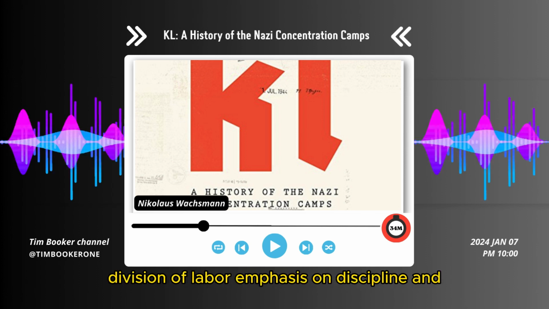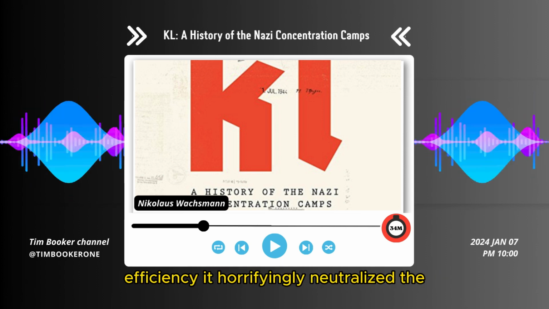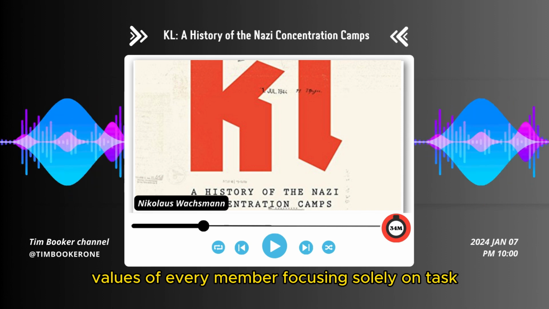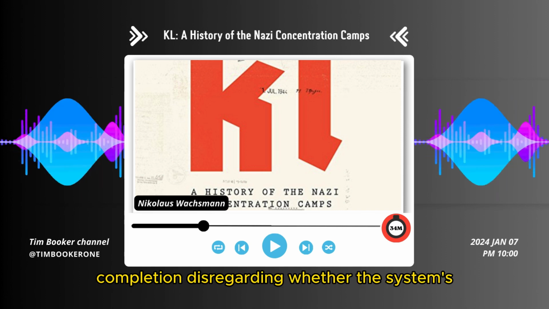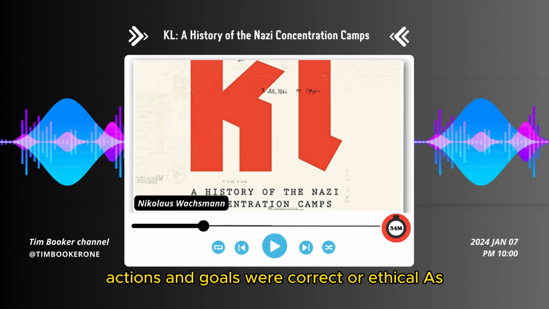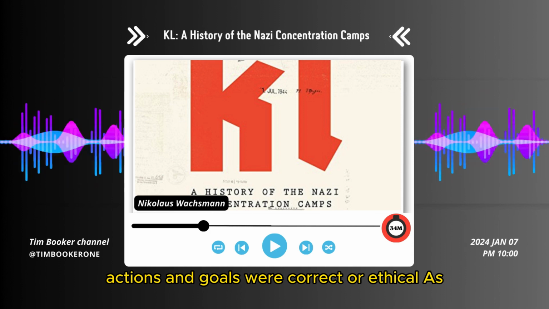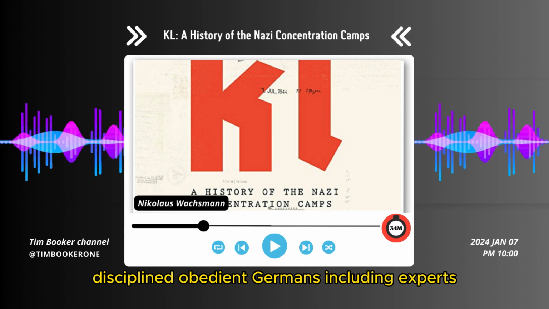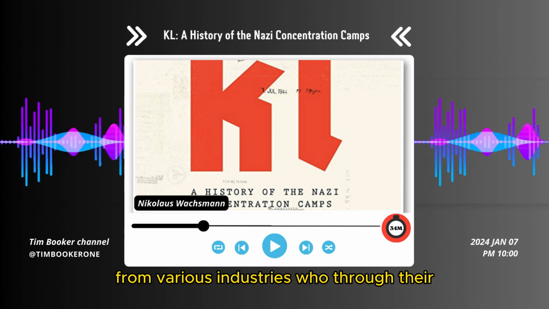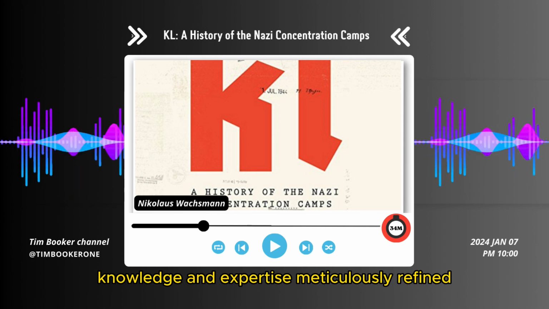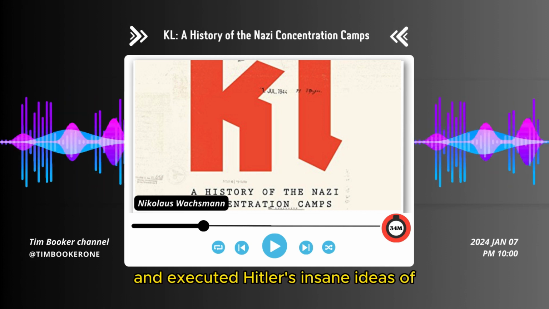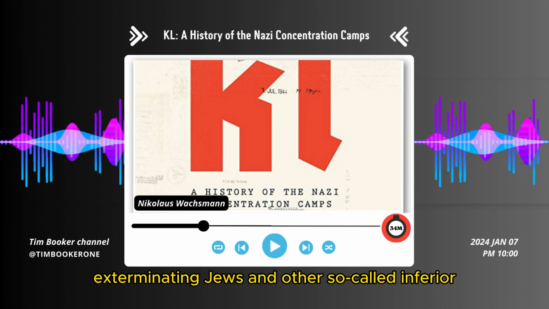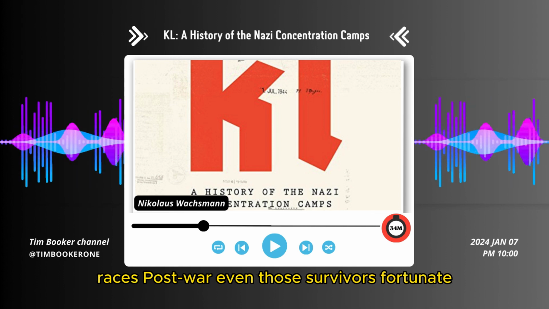With clear division of labor, emphasis on discipline and efficiency, it horrifyingly neutralized the values of every member, focusing solely on task completion, disregarding whether the system's actions and goals were correct or ethical. As highlighted in Wachsmann's work, it was the disciplined, obedient Germans, including experts from various industries, who, through their knowledge and expertise, meticulously refined and executed Hitler's insane ideas of exterminating Jews and other so-called inferior races.